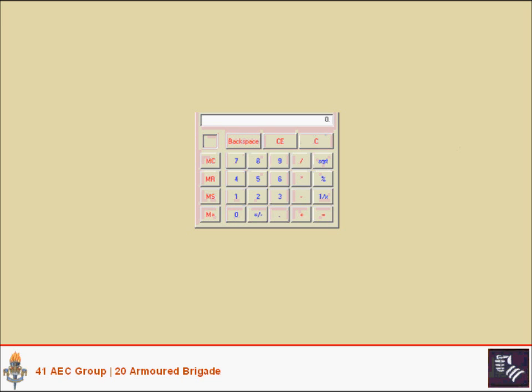If you want to add numbers together, then you put in your first number and then press the plus key. You do the same for all of the other numbers you want to add. When you want to find the total or the sum of the numbers you have, then you press the equals key. Your answer will appear on the screen above.